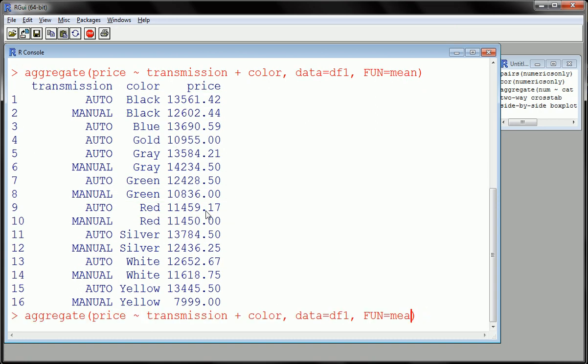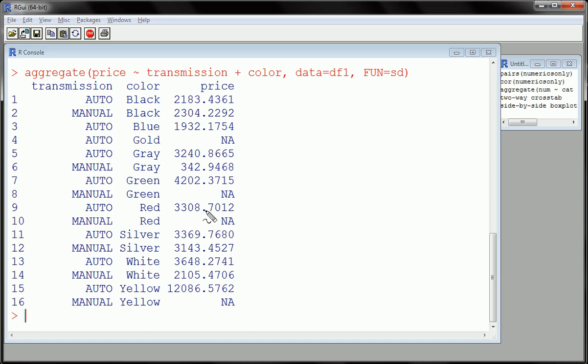All right? Now, let me just hit the up arrow and show you that it's not just the average or the mean that we can calculate, but we can simply change this to get the standard deviation. And if you see NA, it's because there wasn't any automatic gold cars, or there wasn't enough automatic gold cars to calculate the standard deviation.